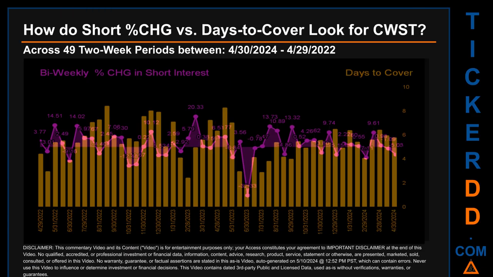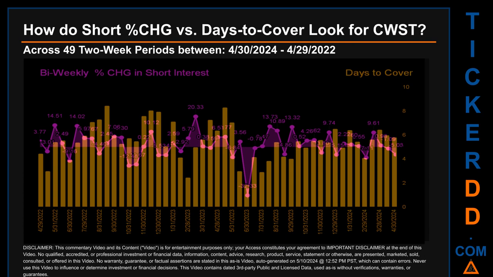Zooming out, I looked across 49 2-week snapshots, from latest found, April 30, 2024 to oldest found, April 29, 2022. In the graph, I overlaid bi-weekly percentage change in short interests against days to cover. Across these 49 2-week snapshots, the average percentage change of short interest was about 1.4%.